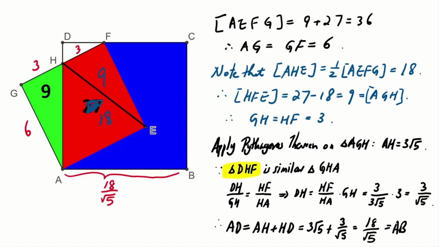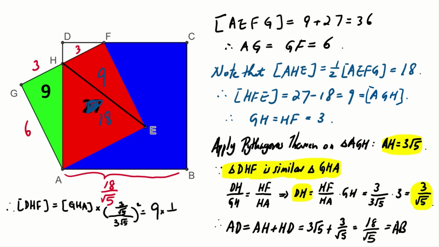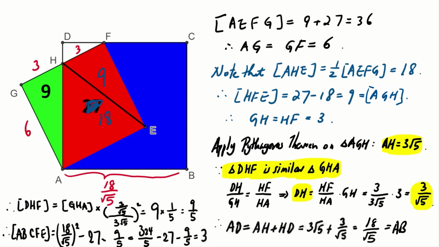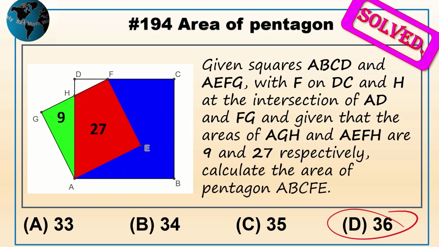Recalling the similarity between triangles DHF and GHA, and knowing their corresponding side lengths, we can calculate the area of triangle DHF as 9 over 5. Finally, the area of Pentagon ABCFE is 36. Intriguingly, this equals the area of square AEFG. What a beautiful coincidence! With the area being 36, our answer to the problem is D.